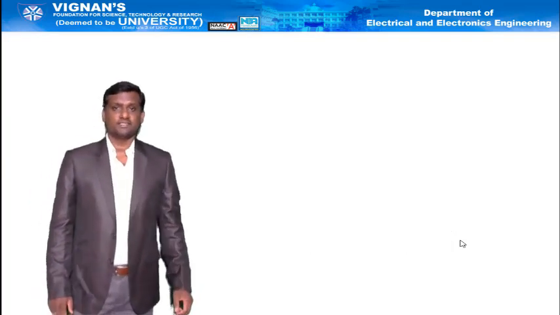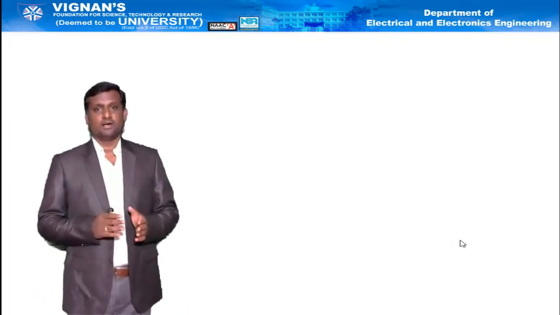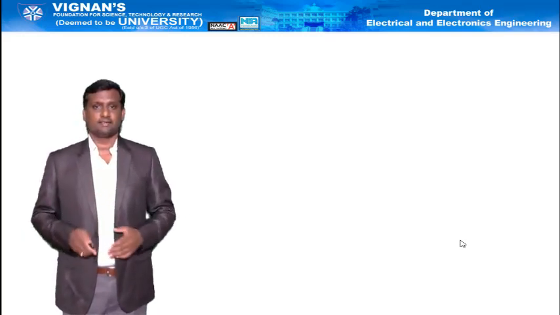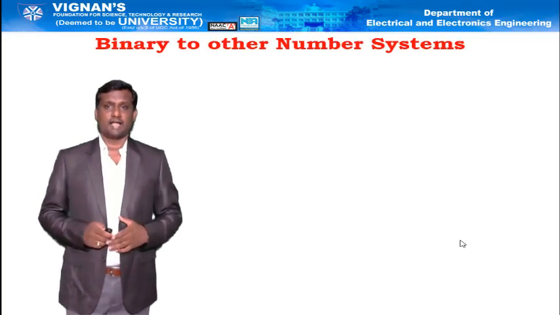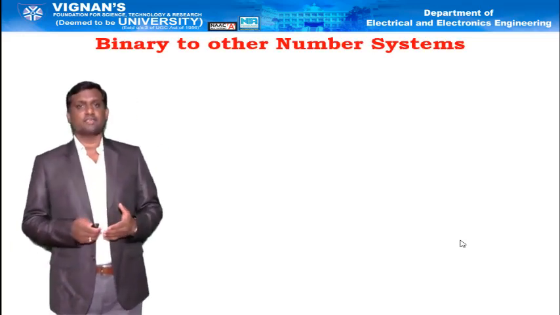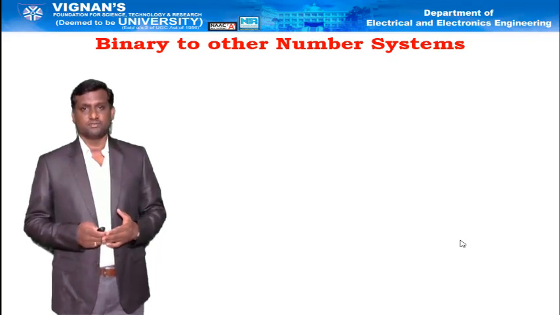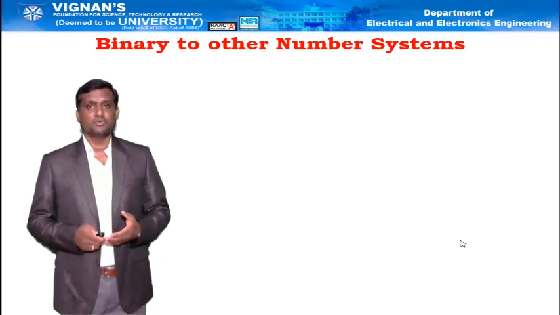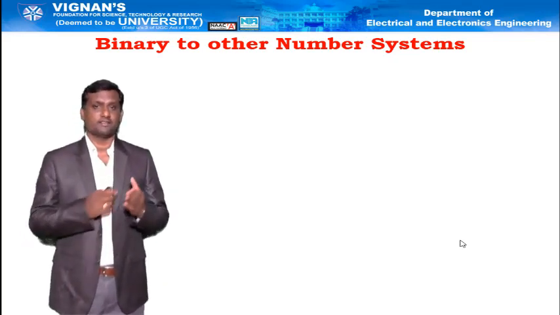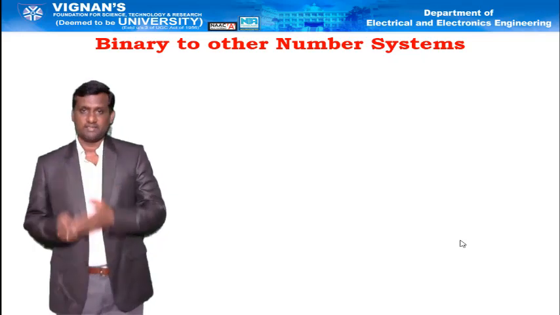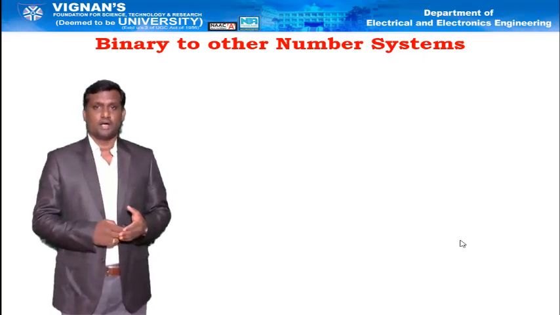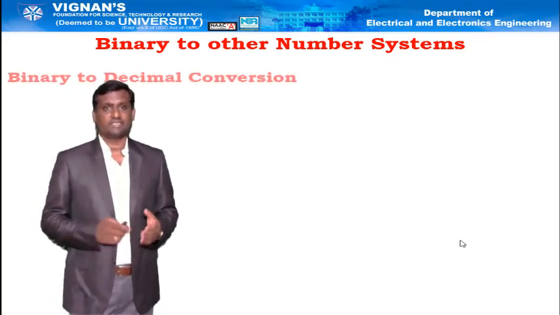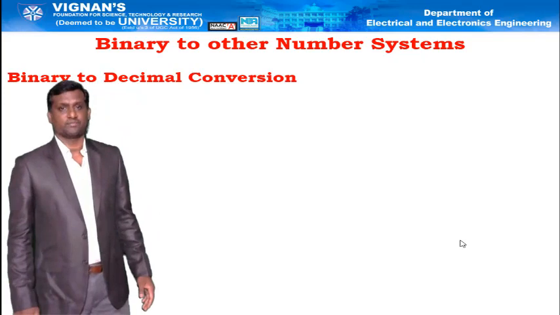So that is decimal to other number system conversion. Next, binary to other number system conversion. The binary system has only two digits, 0 and 1, and we convert it into other number systems: binary to decimal, binary to octal, and binary to hexadecimal. The first one, binary to decimal number system.